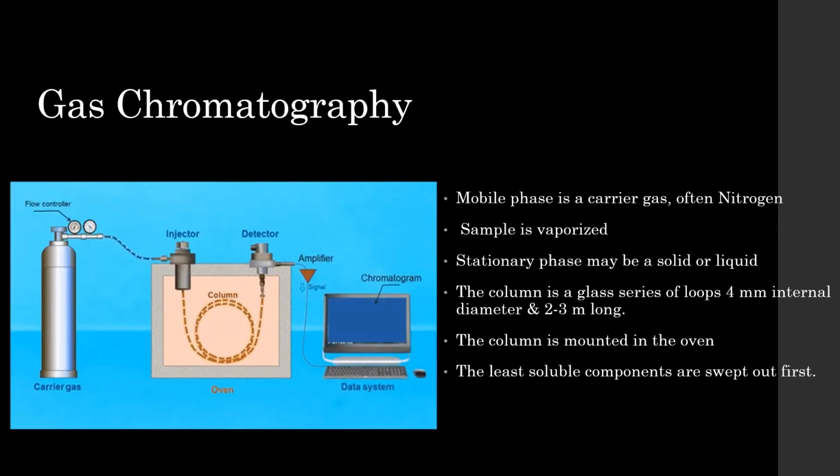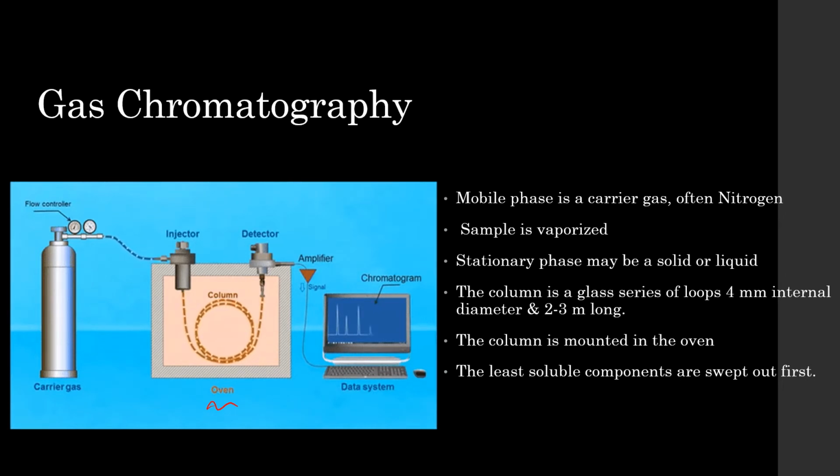Now, gas chromatography, we're not going to talk too much about, but essentially we've got a carrier gas like nitrogen. It's inert, and we're going to inject that into the sample, and the sample is vaporized in an oven. So you can see that it's heated up. Now, the stationary phase must be a solid or a liquid, so it could be beads or something like that.